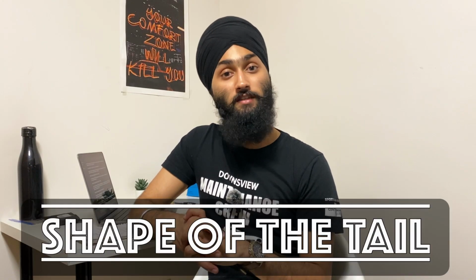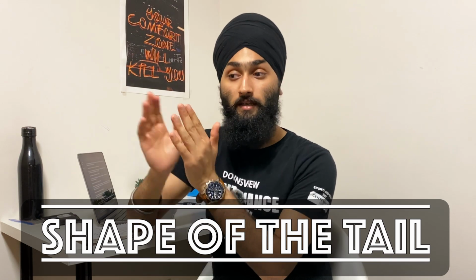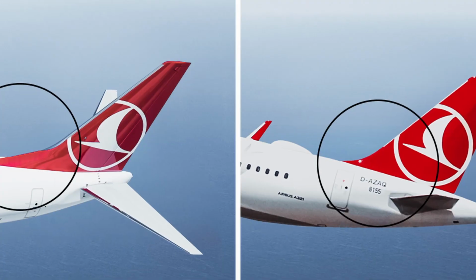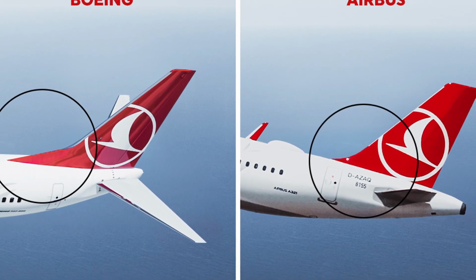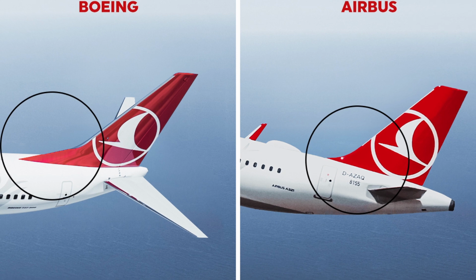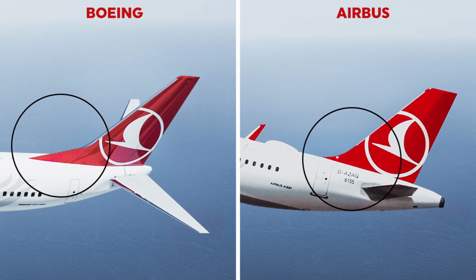Moving on to the second visual cue, that is the shape of the tail. If an airplane is right in front of you and you can visually see it, Boeing aircraft have a triangular tail, but Airbus tails are very vertical. If the tail is vertical, it is more likely manufactured by Airbus, and if it has a triangular tail, then it is manufactured by Boeing.